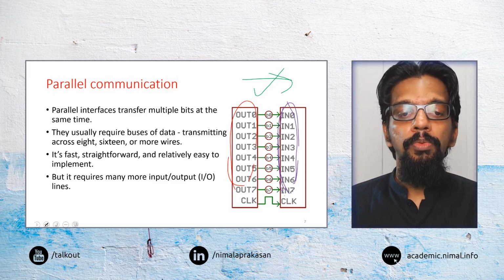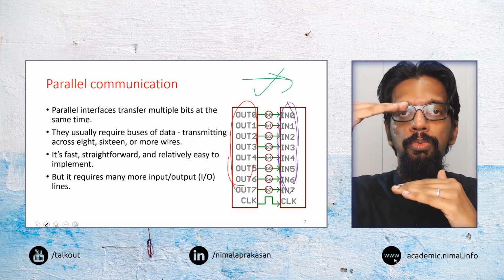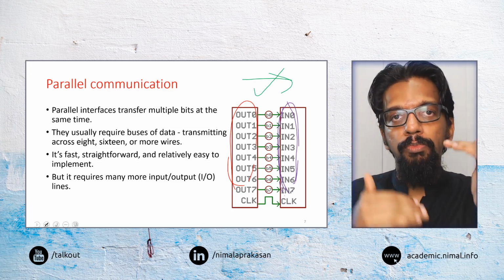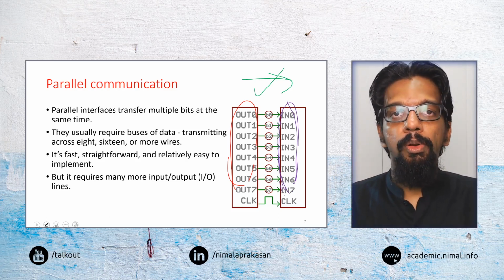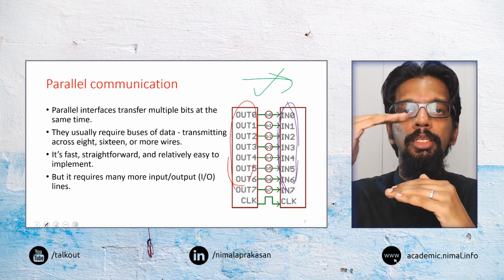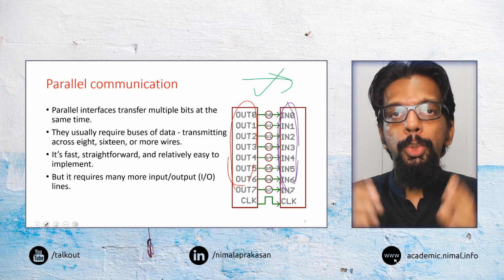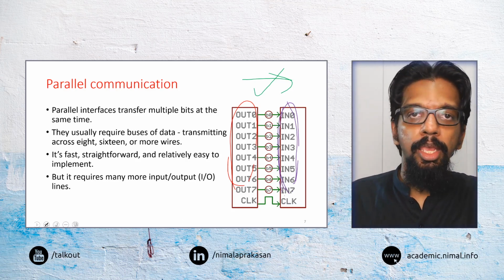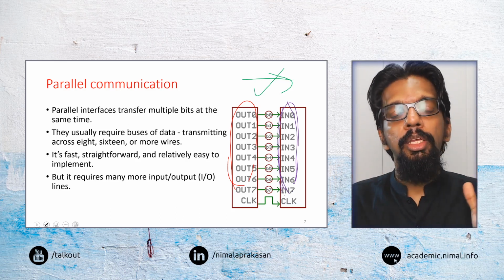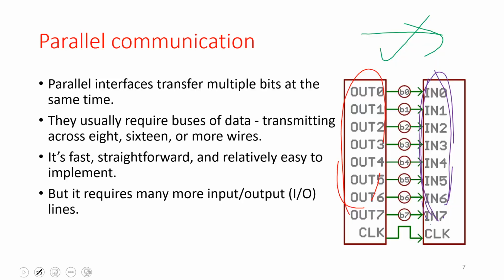So what we would need here is a bus of wires. We looked at what a bus is: a group of parallel wires. So for parallel communication, we would need a bus of wires connected between both nodes or both ends, and this can be, say, 8 bits or 16 bits or whatever, depending on the bus width of the communication that we are implementing.